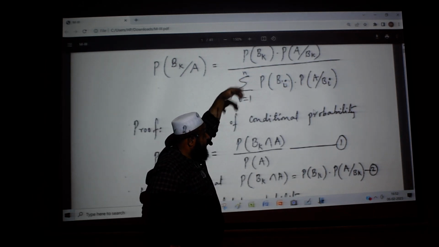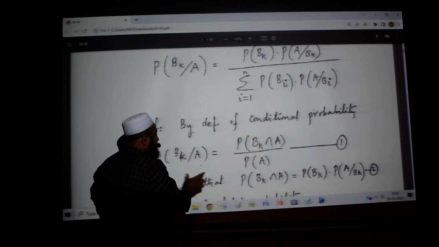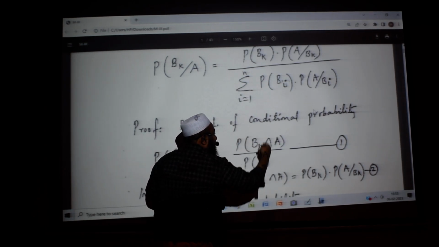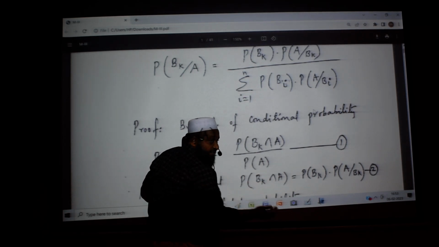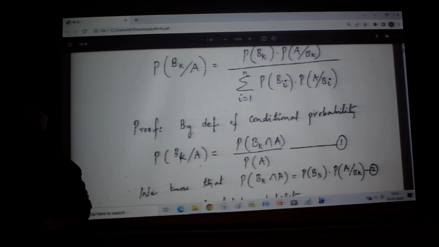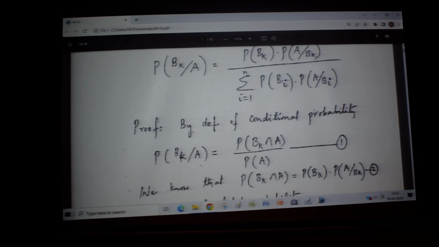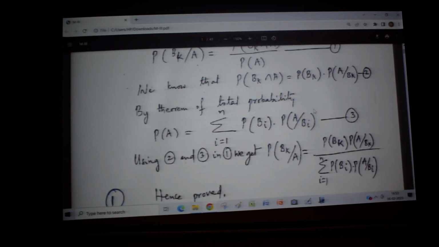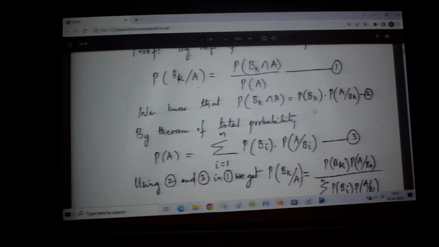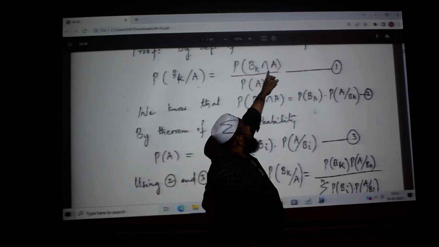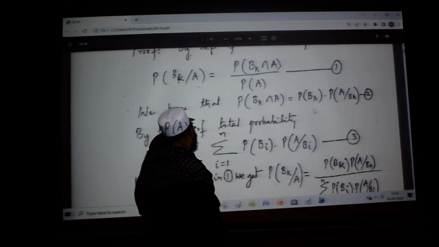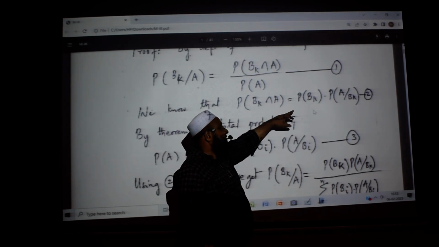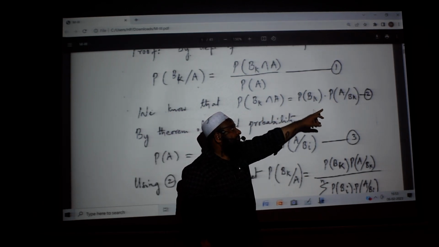Now don't look at the right side, we have to prove that one. So the first step is this one. Now we are going to replace this and this one using the next equations. Now you see, I need to represent this one in another way. So we know that P of Bk intersection A is P of Bk into P of A by Bk.